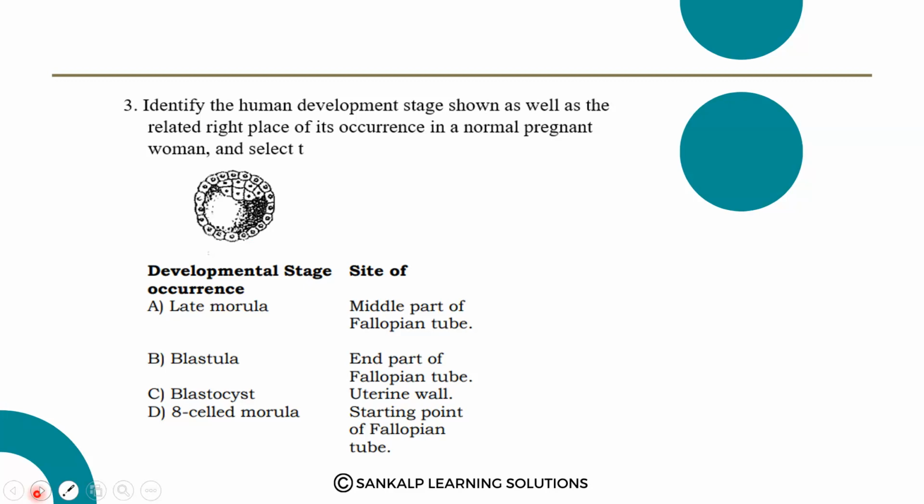So options here are in column 1, they have given the developmental stage. In column 2, they have given the site where you will find it. A, late morula, B, blastula, C, blastocyst, D, 8-celled morula. The sites are: middle part of fallopian tube, end part of fallopian tube, uterine wall, starting point of fallopian tube.